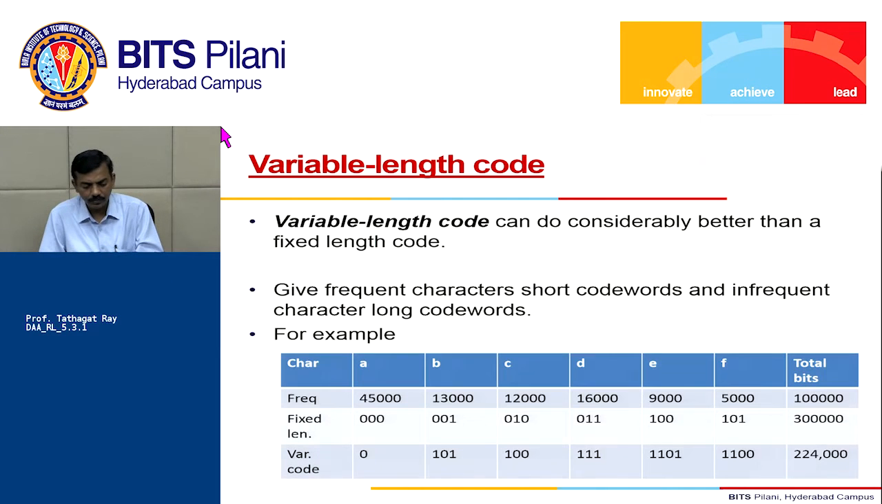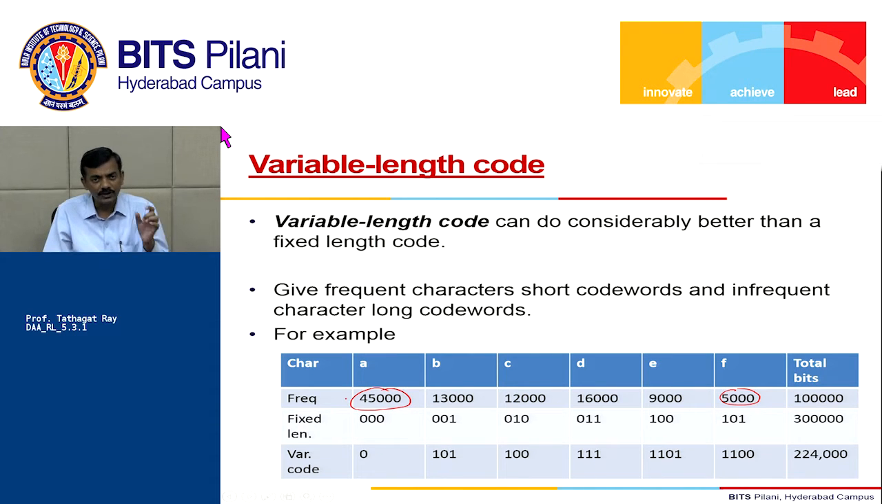Okay. So for example, let's take an example. I don't want to take again these 16 characters, it just makes it too large. Let's say in a file we have only 6 characters, A, B, C, D, E, F. And the frequency of A is 45,000, frequency of B is 13,000, frequency of C is 12,000, D is 16,000, E is 9,000 and F is 5,000. So you can see that the most frequent character is A and the least frequent character is F.